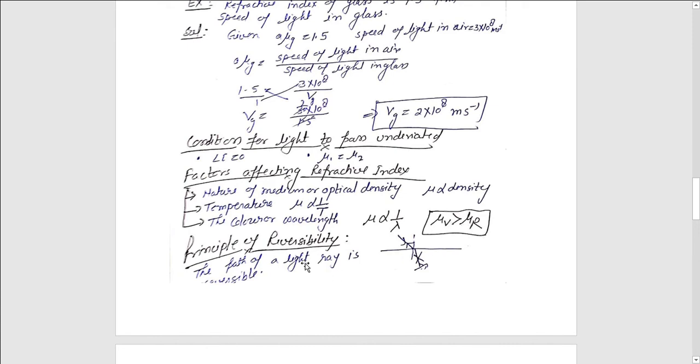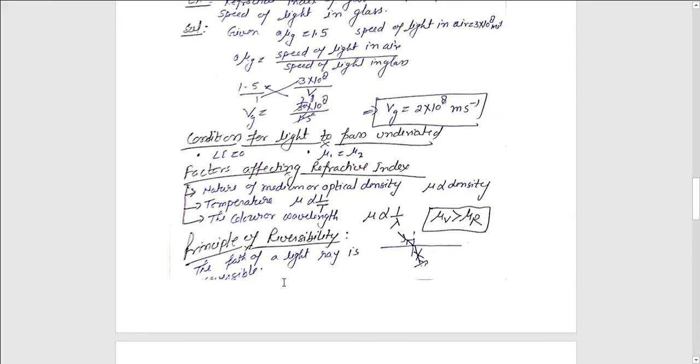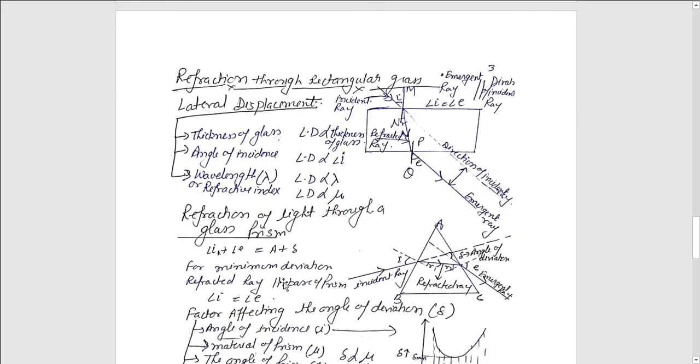Now another concept, principle of reversibility. The principle of reversibility states that when a ray of light passes from one medium to another medium, it follows exactly the same path when it passes from the second medium to the first medium. So you can see the arrow reverse back. It means the path of a light ray is reversible. Followed?